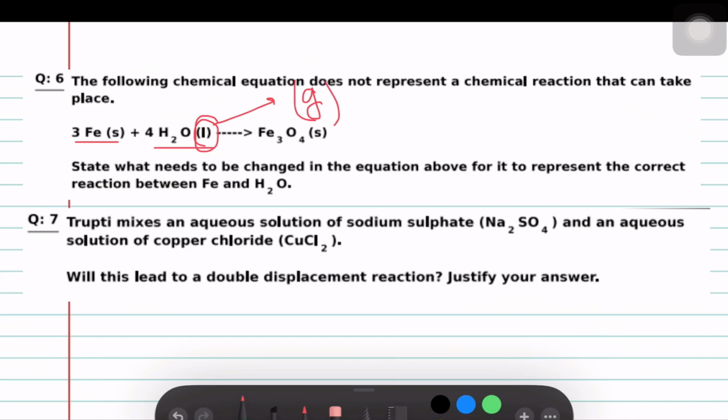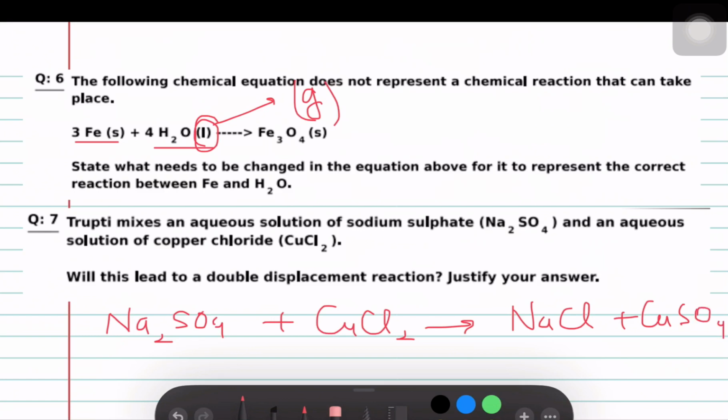All right. Moving on to question number 7. Trupti mixes an aqueous solution of sodium sulfate and an aqueous solution of cupric chloride. Will this reaction lead to a double displacement reaction? Justify your answer. Okay, let's see what would have happened had they reacted. You have sodium sulfate and copper 2 chloride. Had the double displacement reaction occurred, it would have given you NaCl and copper sulfate. Simple exchange of ions. Let's balance the equation. Yep, balanced.